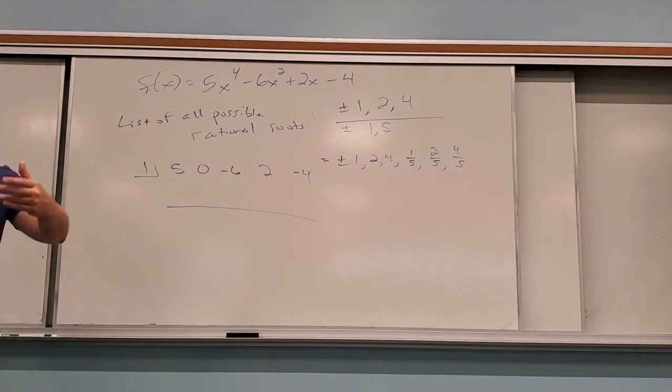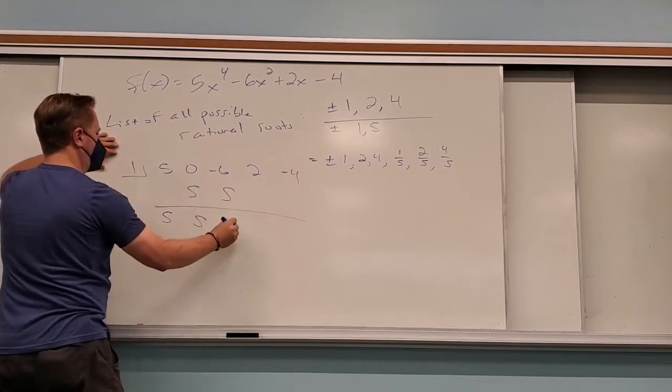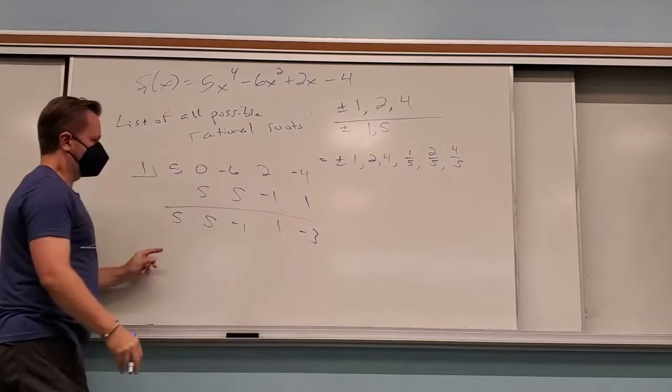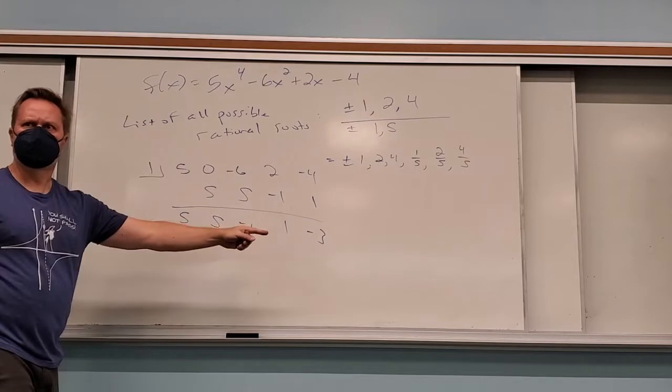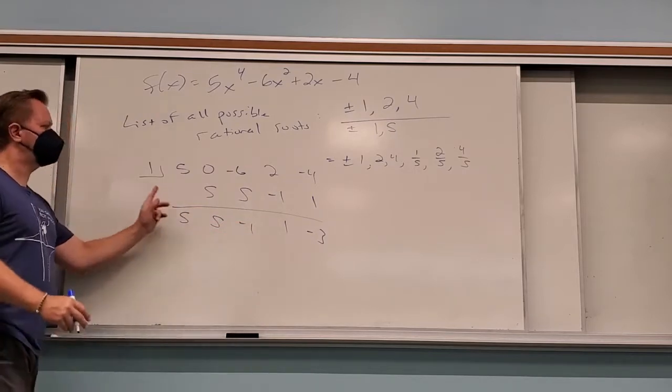And then, of course, we should all know the synthetic division stuff. So let's see, if we pull the 5 down: 5, 5, 5, negative 1, negative 1, 1, 1, negative 3. Is this some kind of a bound? Is this an upper bound? Could this be a lower bound?